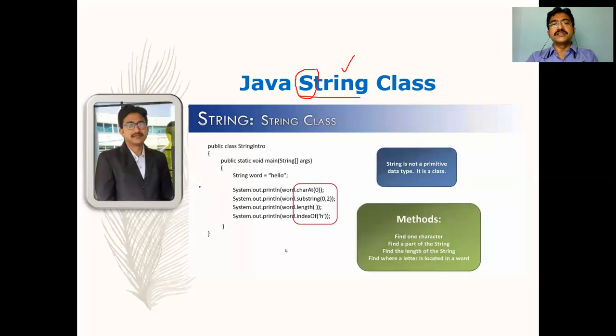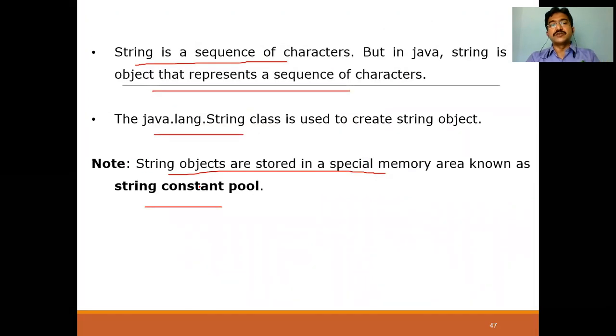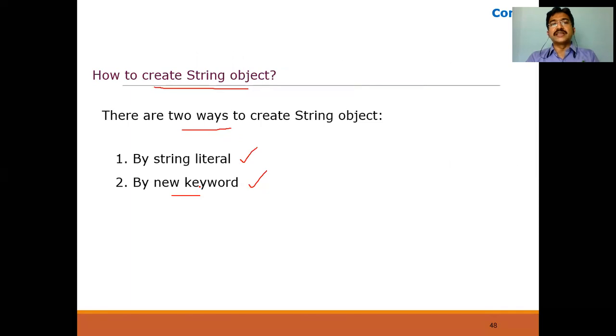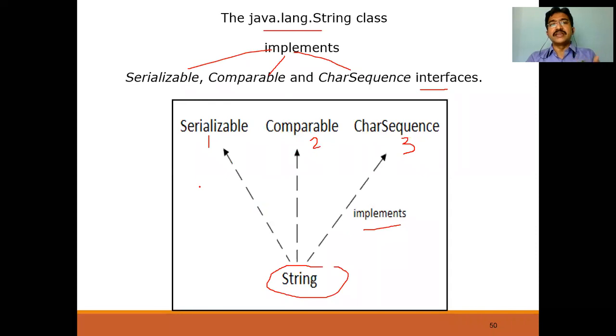What we have discussed is the Java string class. We have seen the definition of a string, and with the help of an example we clearly showed how a string object is created, and that string objects are stored in a special memory called the string constant pool. We create string objects with string literals or with the new operator. This is one example for that also. We also saw where the string class is available: it is in the java.lang package. The String class implements Serializable, Comparable, and CharSequence.